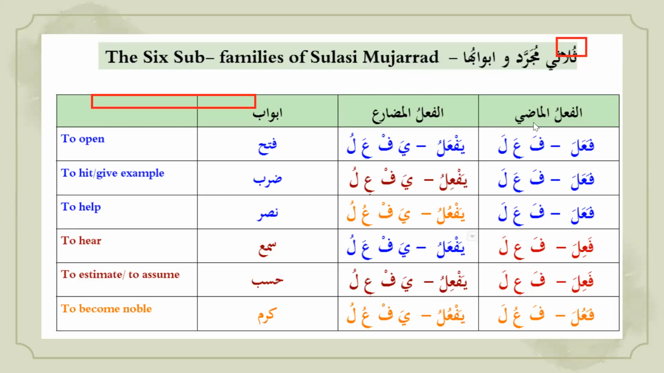3 root letters in past tense, and over here, the yaf'alu or taf'alu or taf'aluna. This ya in the beginning is only the symbol of mudari. So there's no additional letter in Sulasi Mujarrad.